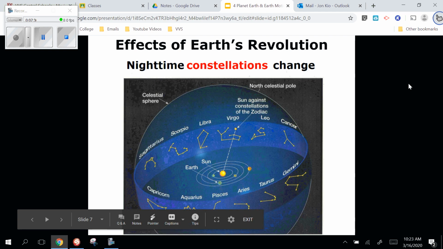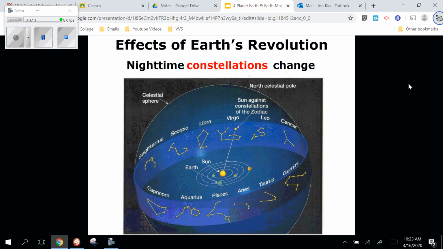So as the Earth goes around the sun, at different times of the year, we can see different things, different constellations, different things in the night sky. They change as we go.